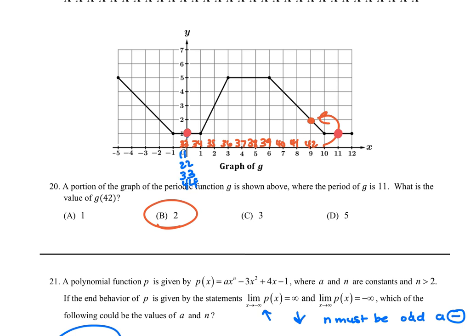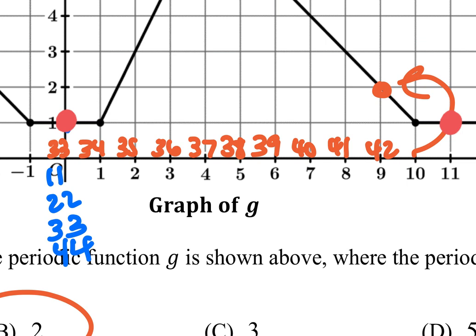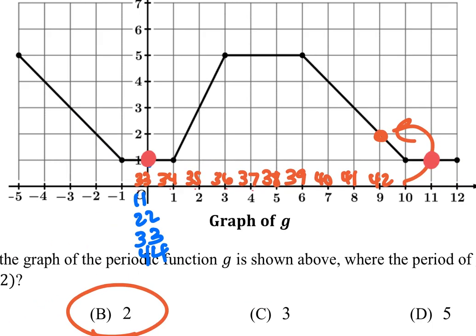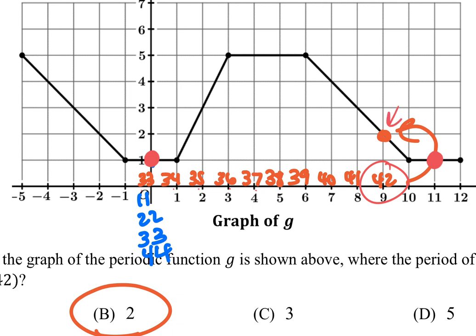The last number becomes the first number. So if it ends at 11, then the next one would start at 11. Then it would start at 22. Then it would start at 33. Then it would start at 44. And you want to figure out 42 is in between 33 and 44. So I literally wrote the numbers out. 33, 34, 35, 36, 37, all the way to 42. And then I looked at the y coordinate on the 42, which was 2.